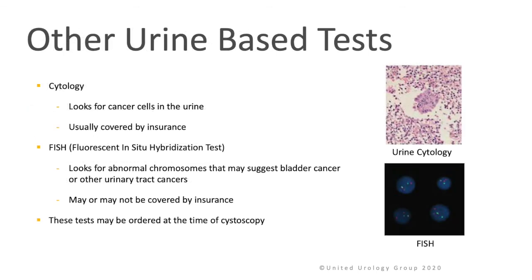Other urine-based tests that are associated with cystoscopy. Cytology. This looks for microscopic cancer cells in the urine. It is usually covered by insurance. FISH. Fluorescent in situ hybridization test. This looks for abnormal chromosomal changes that may suggest bladder cancer or other urinary tract cancers. This may or may not be covered by insurance. These tests may be ordered at the time of cystoscopy.